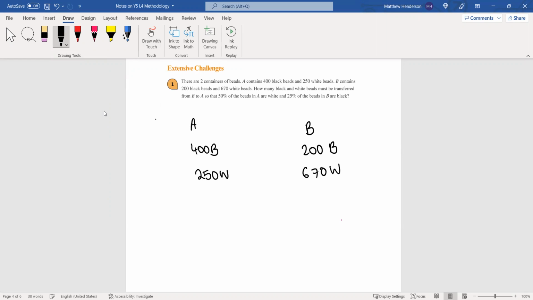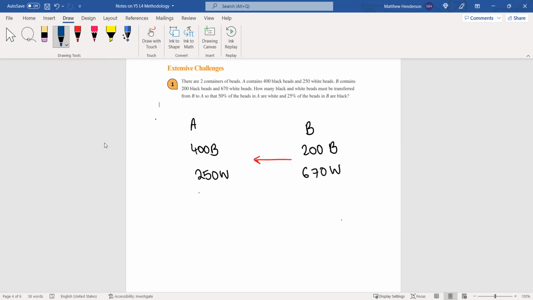670 white beads. How many black and white beads must be transferred from B to A, so across this way, so that 50% of the beads in A are white and 25% of the beads in B are black? So this question restricts us to only moving beads from B to A.